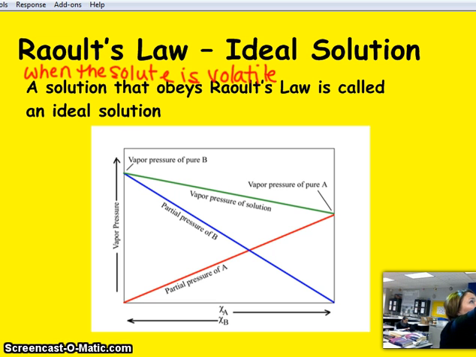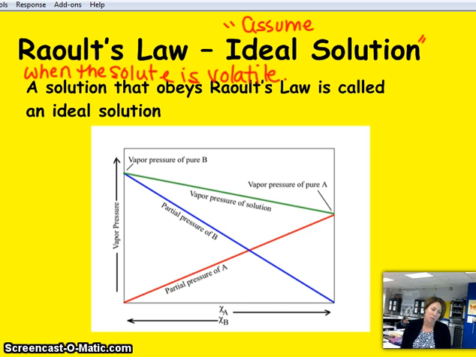You can recognize these problems because they'll always say something like, assume an ideal solution. Assume the solution is ideal. And I'll talk about why they say that in a minute. In your notes, there's something that says non-ideal solutions. You should cross that off, okay? I don't know why that's really there, but I believe it's misleading. So cross off where it says non-ideal solutions, and let's deal with these ideal solutions.